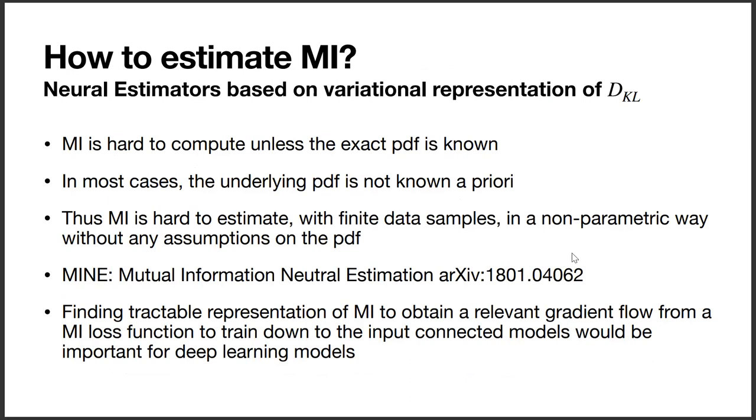I explained to you what mutual information is, and how to estimate mutual information is the most challenging part. In recent 2-3 years, people have used neural estimators, which are based on the variational representation of Kullback-Leibler divergence. If you try to use this Kullback-Leibler divergence, you have to know the PDF in advance. However, from the data set, it's very hard to compute because we don't know the exact PDF. We only have the data distribution. So we need some analytic function of PX in order to compute it, and that's the most difficult part. This underlying PDF is not known a priori, and therefore it is very hard to estimate mutual information.